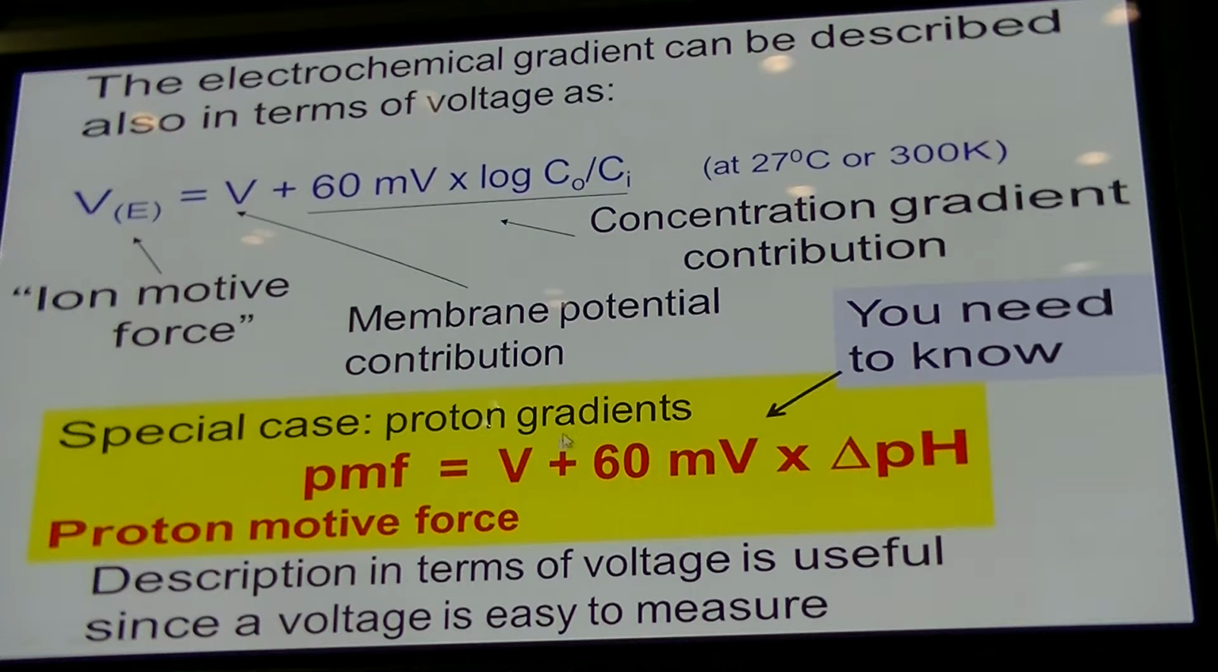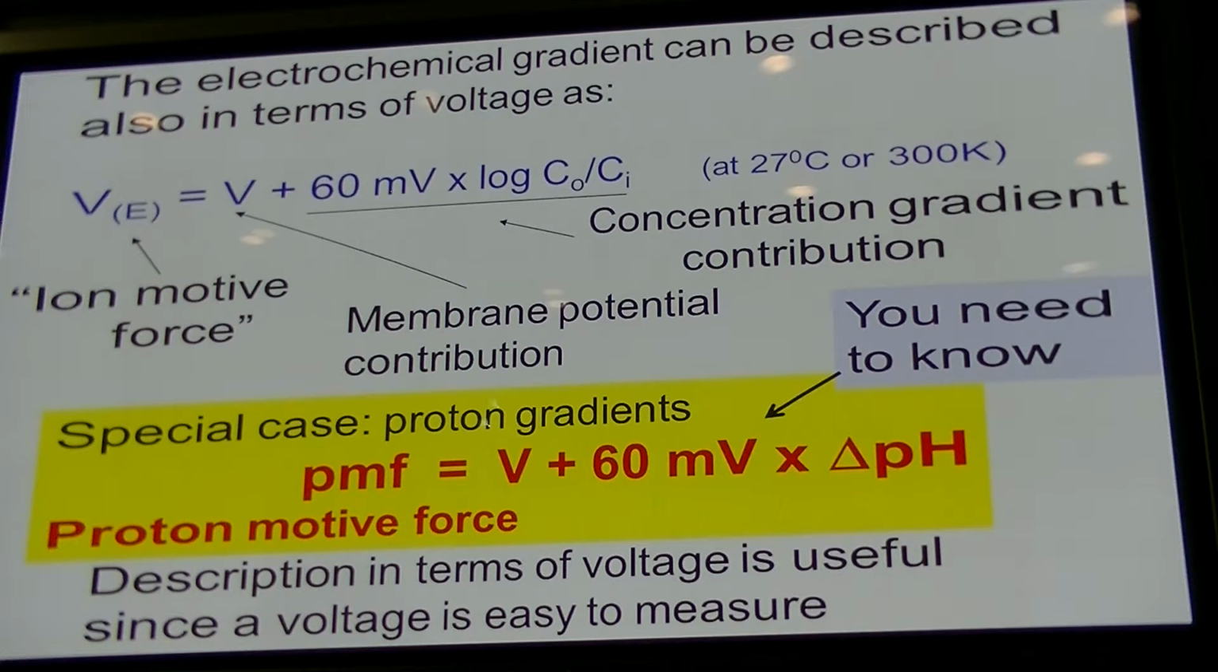So the concentration term here is 60 millivolts times the change in pH. And this, what I have here highlighted in yellow and written in red, is something you should know. You should understand what it means. The proton motive force equals the existing membrane potential plus 60 millivolts times the delta pH.